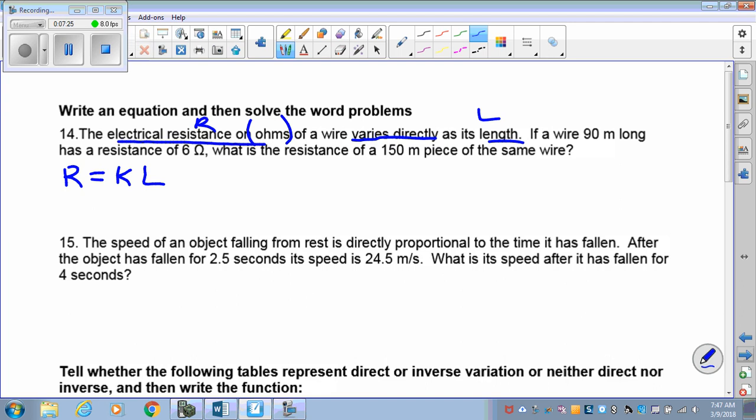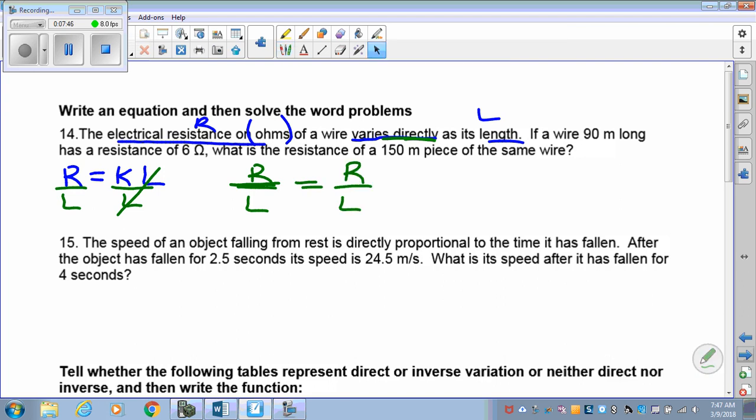So what I want to do is set up a proportion. I'm going to try to remember how to get that constant by itself. The constant is R divided by L. And remember, varies directly, you divide. So R over L. So I'll set up a proportion. That makes it easier to solve problems.